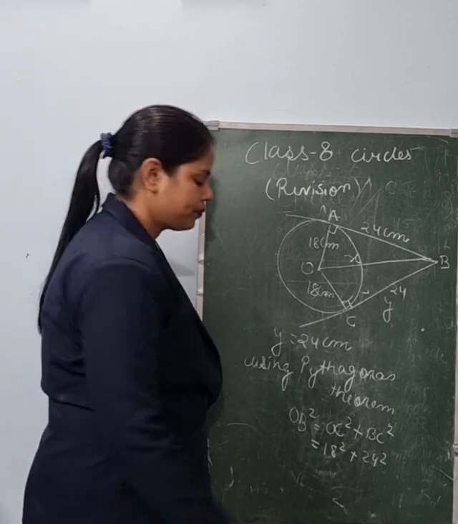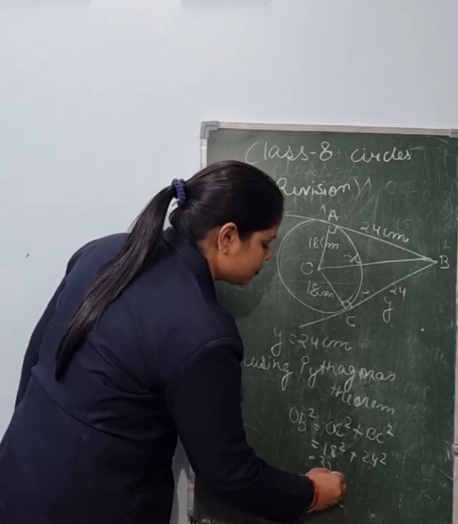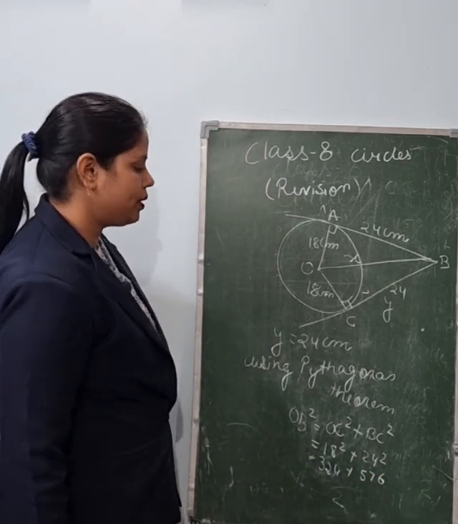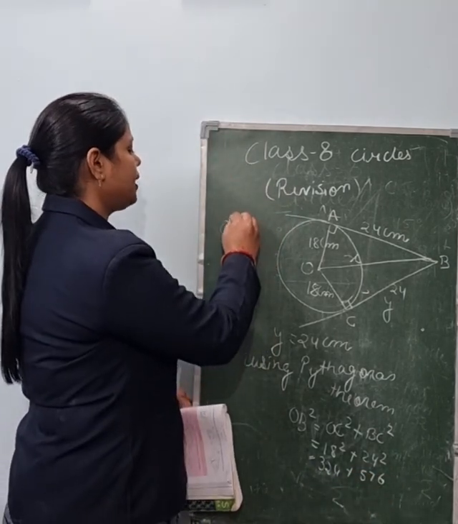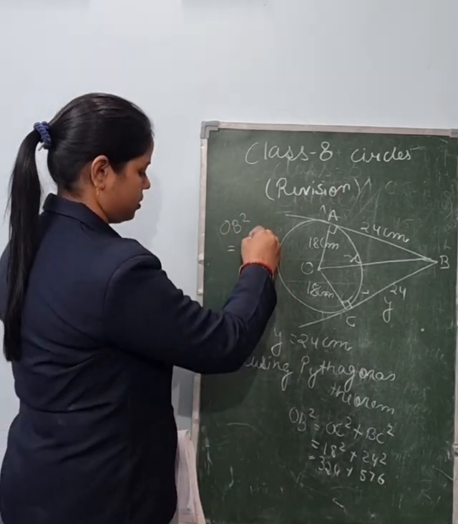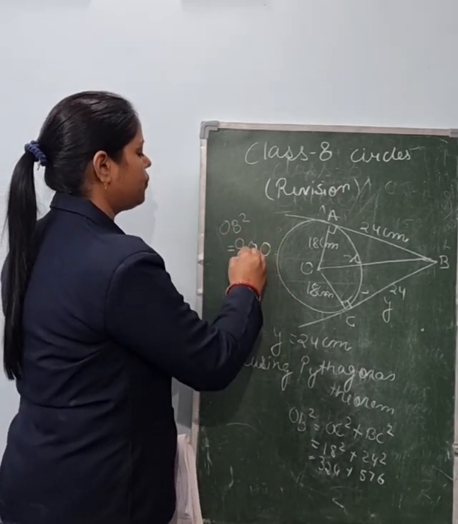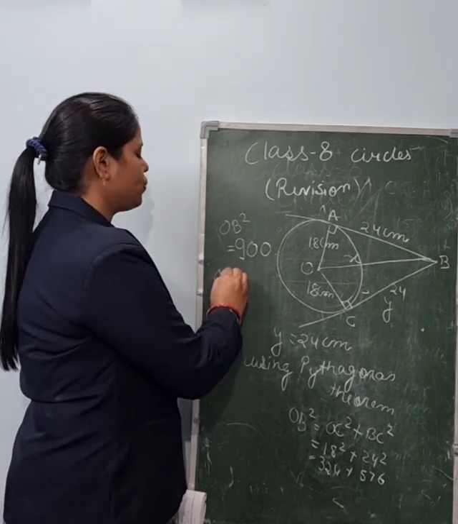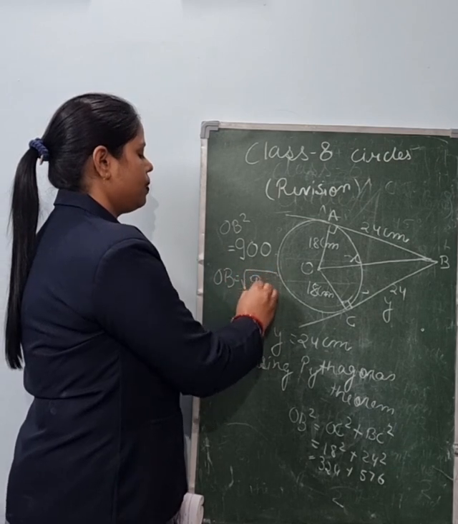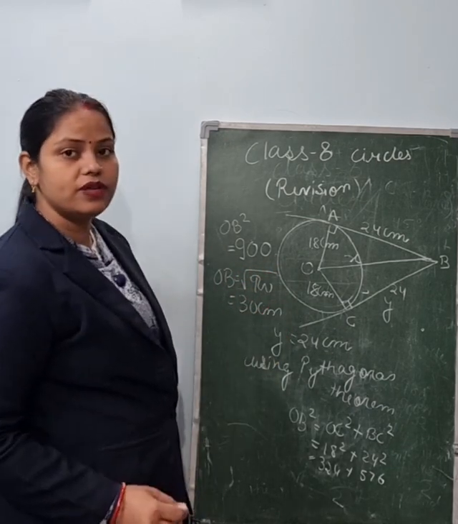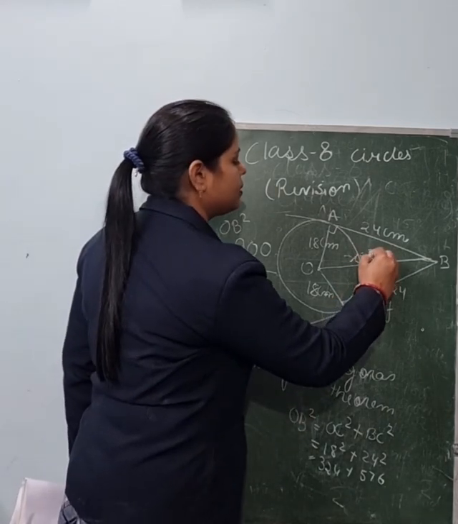So 18 square is 324, and 324 plus 576 is equal to OB square. So from here we are getting OB square is equal to 900. Now OB will be equal to the square root of 900, that is equal to 30 centimeters. So with this we got the value of X as 30 centimeters.